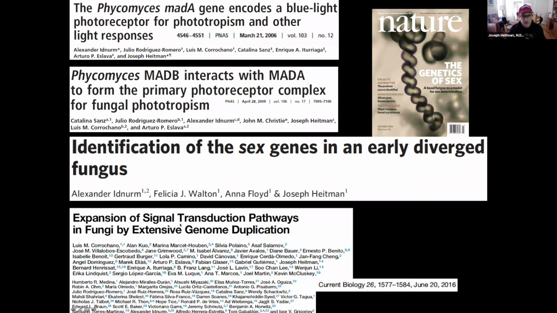And then finally, there was a large consortium that came together that was organized by Luis Corrochano and Victor Gar and Igor Grigoriev, who sequenced the genomes of both Phycomyces and Mucor succinyloides. This was published in Current Biology just a few years ago. And what it revealed is that these species have undergone repeated whole genome duplication events.